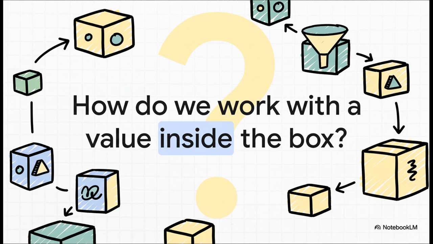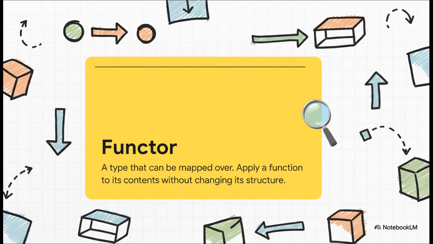How do you apply that function to the number that's inside the box without all the hassle of taking it out, applying the function, and then putting it back into a new box? We want a standard way to just kind of reach inside and get the job done. And this is exactly where our second pattern, the functor, comes into play.